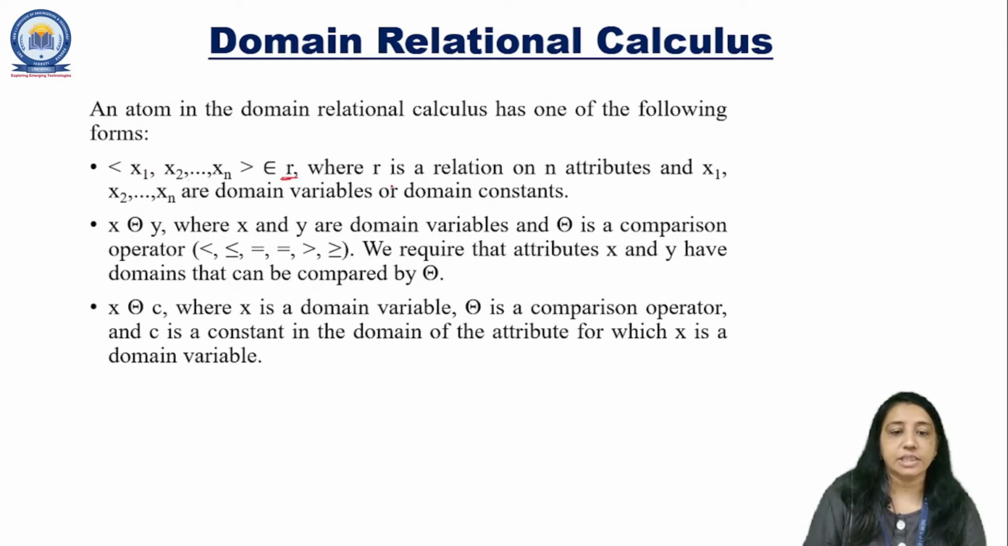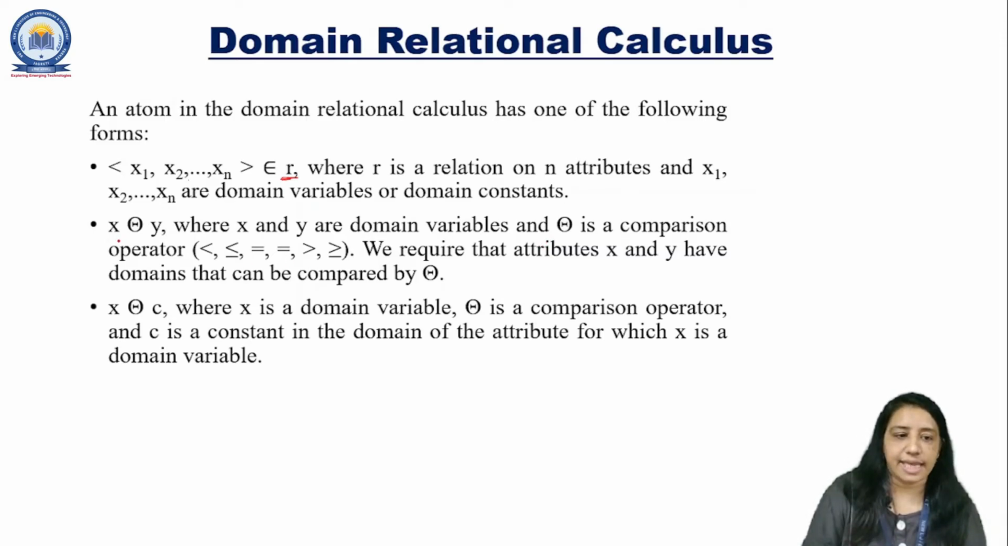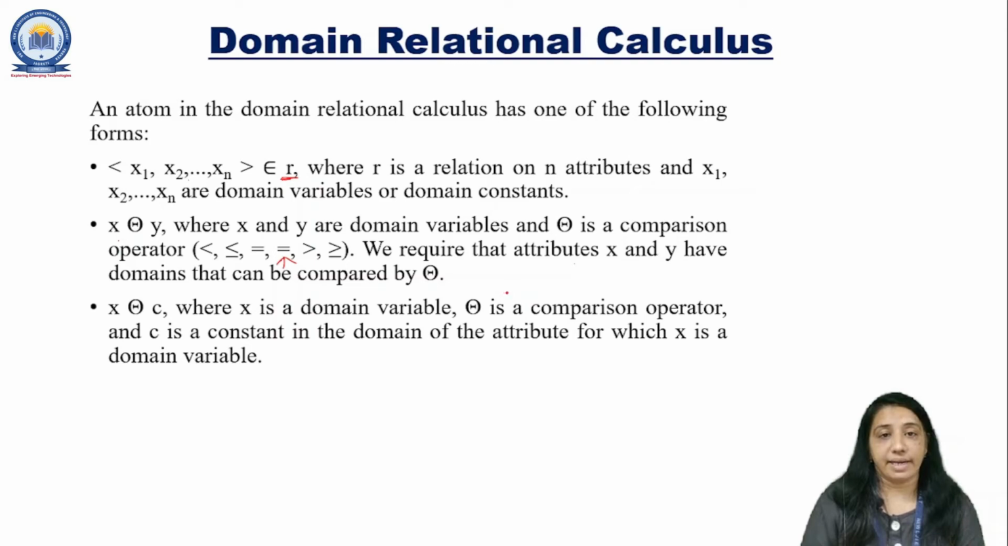where R is a relation, and x1, x2, xn are the domain variables. That means from which domain the value is going to be taken. If we write x theta y, where x and y are domain variables and theta is a comparison operator, that means less than, greater than, any comparison operator you can take. So we require that the attributes x and y have domains that can be compared by theta, that means any particular operator.